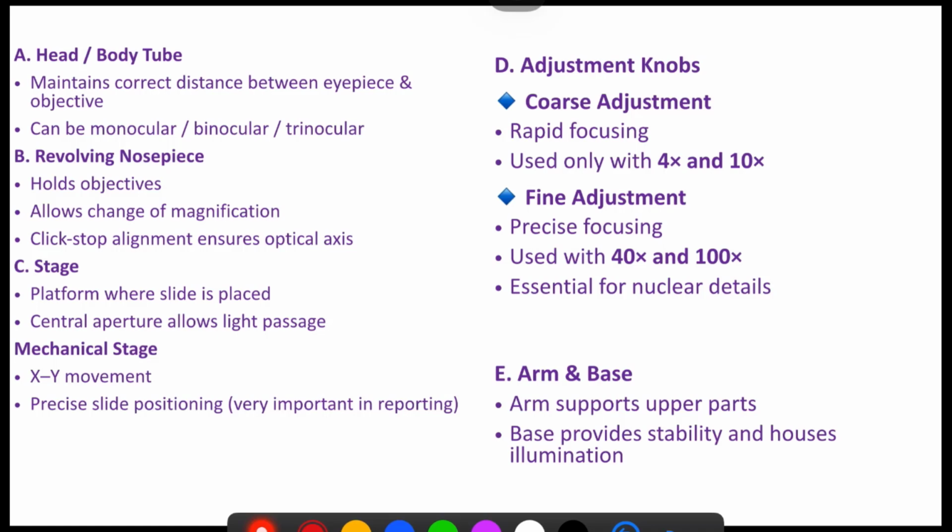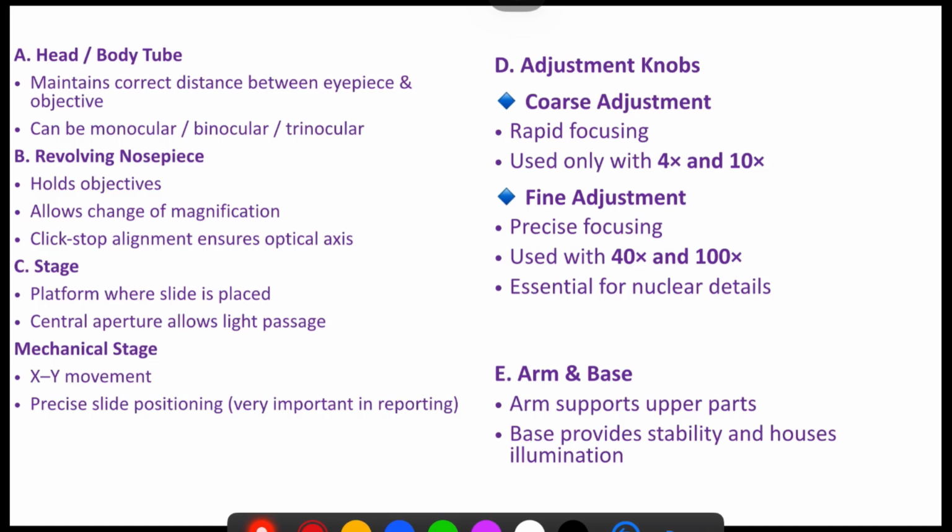So all the functions having its role when we use a microscope for diagnosis. Head, having different types like monocular head, binocular or trinocular head. Revolving nose piece, it holds objectives and allows change of magnification. It click stops alignment, ensuring the optical axis.